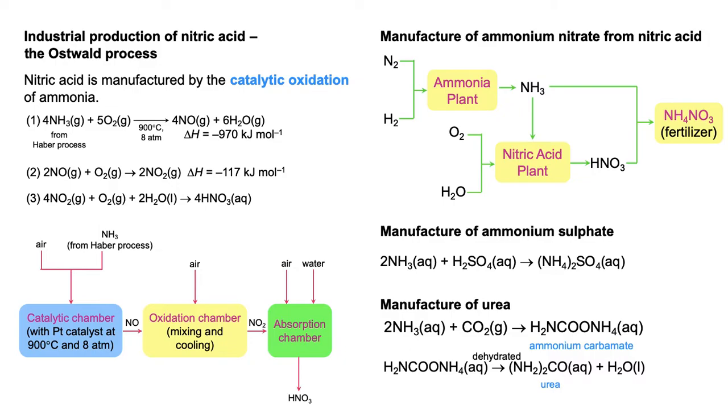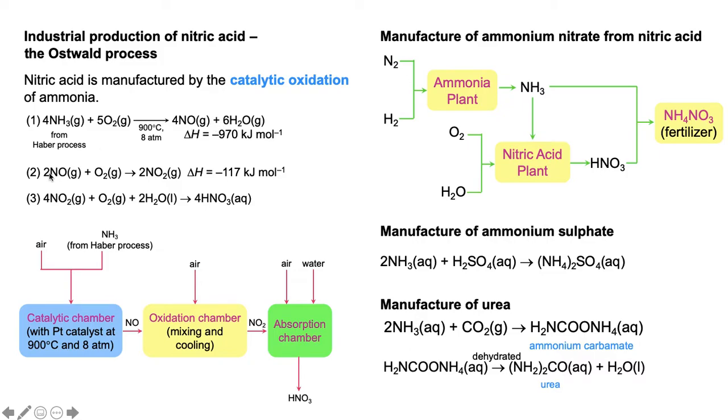Last but not least, the product of the Haber process, ammonia, can also be used for producing nitric acid by catalytic oxidation, with these three chemical reactions happening. First, the ammonia from the Haber process will react with air under certain conditions, like 900 degrees Celsius and 8 atm, with the presence of a platinum catalyst. It will produce nitrogen monoxide and steam.